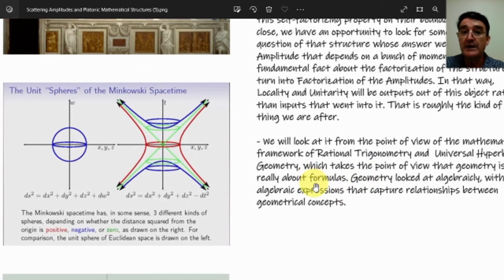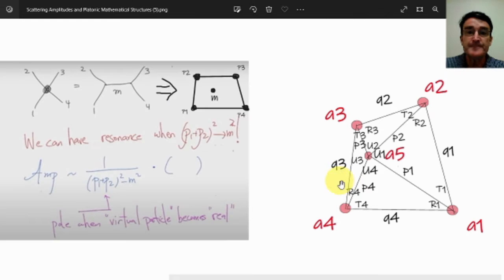So in part 2, we looked at it from the point of view of the mathematical framework of rational trigonometry and universal hyperbolic geometry, which takes the point of view that geometry is really about formulas. So we'll summarize the results that we saw in part 2 of the video series. We have the scattering process, depicted here.